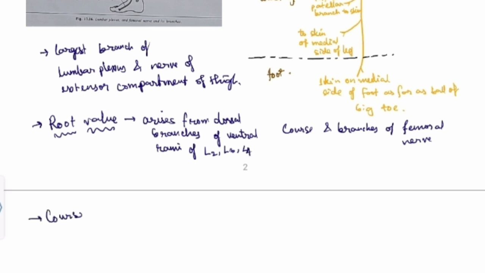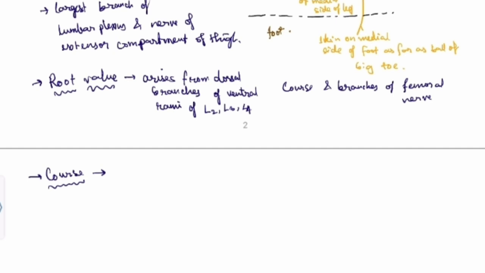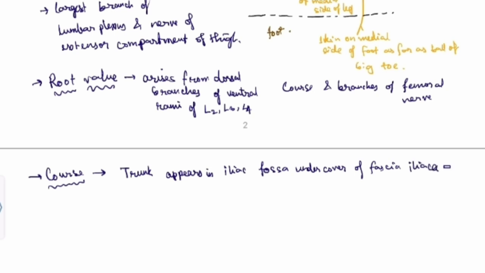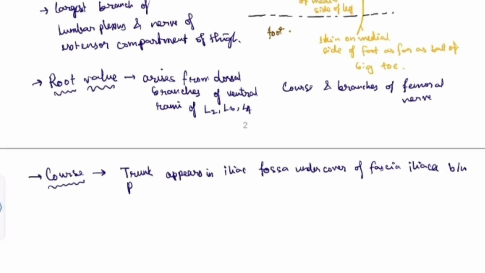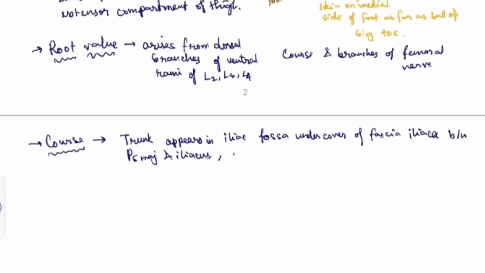Now we go on to the course. The trunk appears in the iliac fossa under cover of fascia iliaca, in the interval between the psoas major and iliacus. Trunk of nerve appears in iliac fossa under cover of fascia iliaca, between psoas major and iliacus. Super. It is separated from the femoral artery by the psoas major tendon.